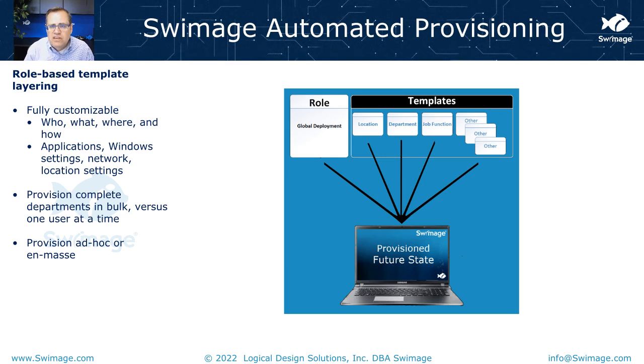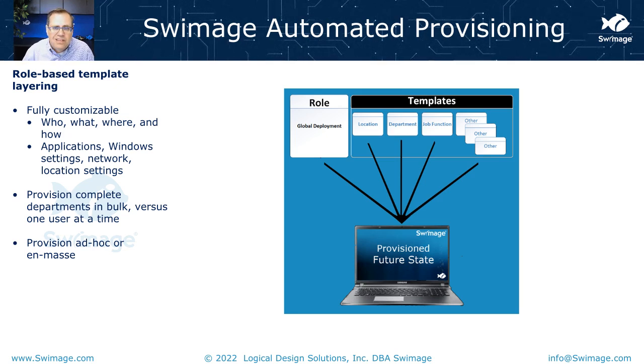So when you provision a device, you're going to say, I want every machine to look like this. That's the role. That's a global deployment. Everybody's going to get certain settings. I'm going to join a certain domain. I am going to get these certain configurations. So everybody gets a role, which is a standard template for everybody.